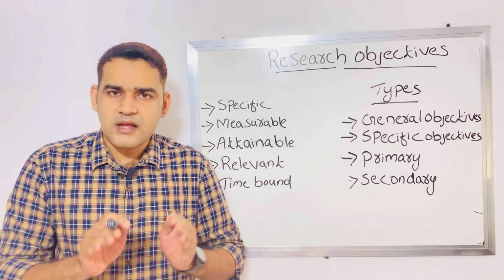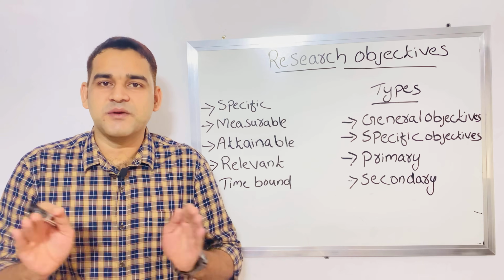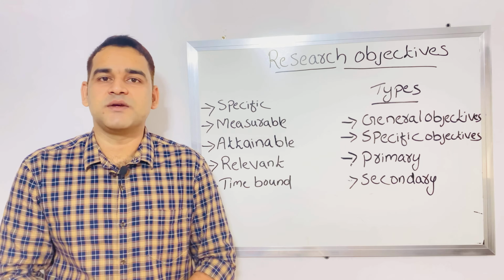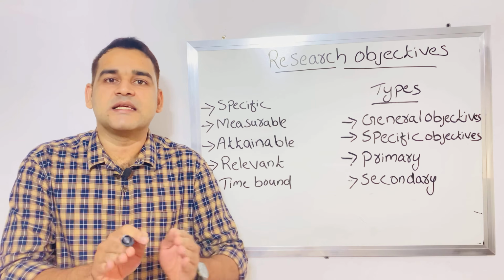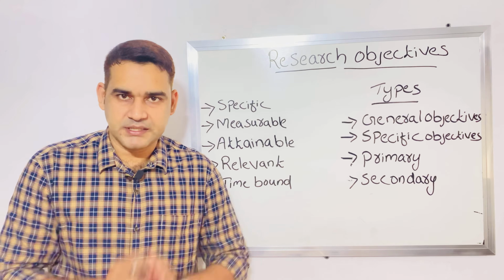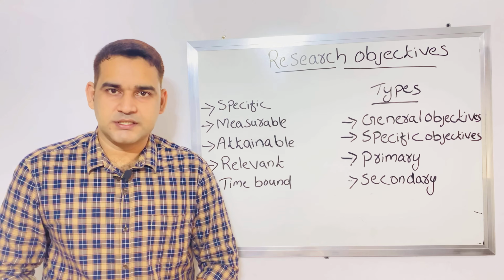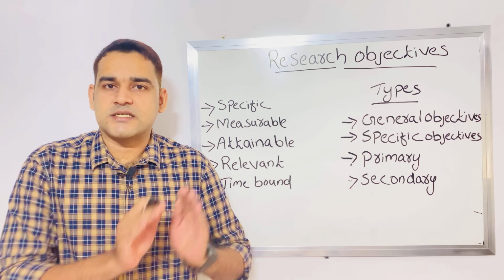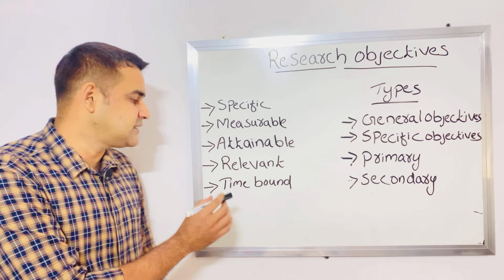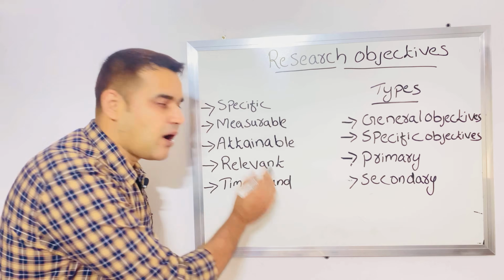You are having a research problem statement and you prepared the research objective but there is no relationship with that problem statement, that is wrong. It should be relevant. It should be related to your problem statement. It should be suitable to your problem statement. That is also a characteristic of research objective. Next one is time bound. The last characteristic of research objective is time bound.